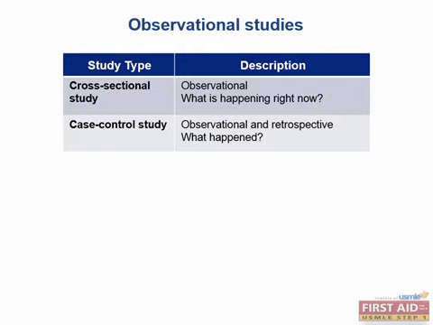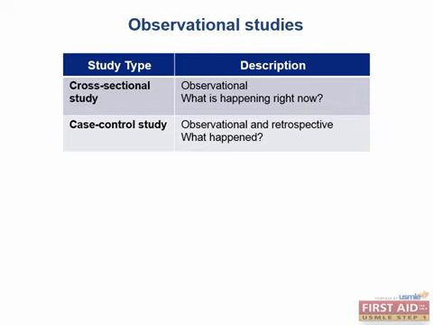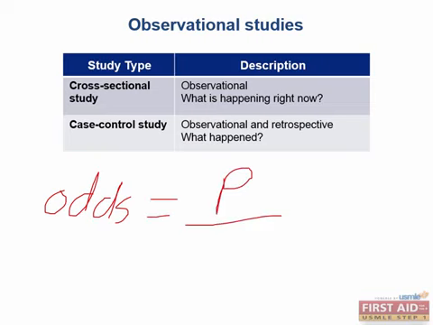The typical metric for case control studies is the odds ratio, which in this context is defined as the ratio of the odds of exposure in the case group to the odds of exposure in the control group. But how do we define the odds of an event? So the odds equal the probability of an event happening over the probability of that event not happening.